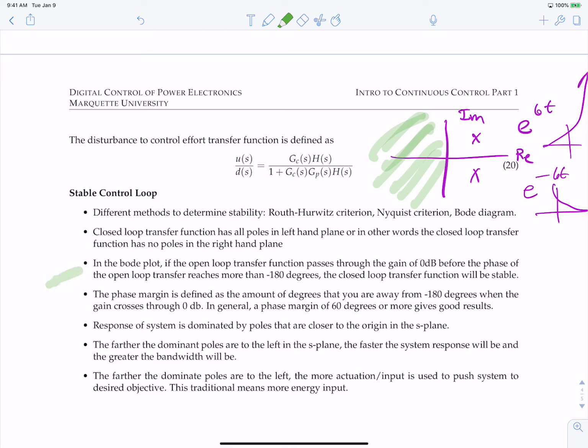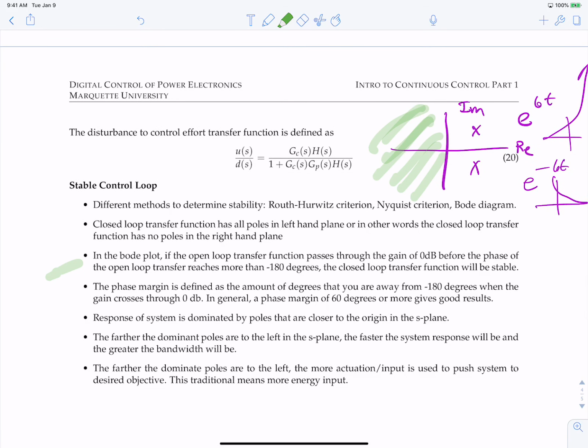In the Bode plot, the way to check stability is when the gain of the open loop transfer function passes through 0 dB, look at your phase. If your phase is more than negative 180 degrees, essentially you have positive feedback and it'll be unstable. But if it's less, then you're stable. So again, it's just another way to check stability, but from the Bode diagram.